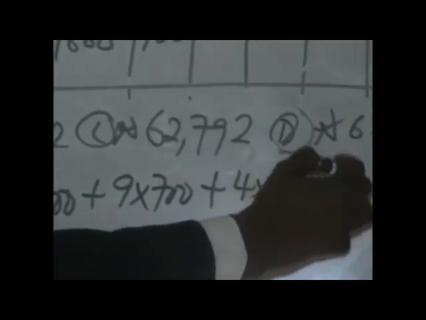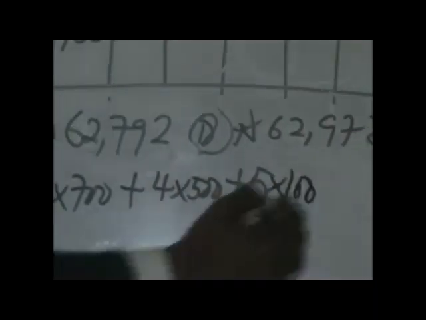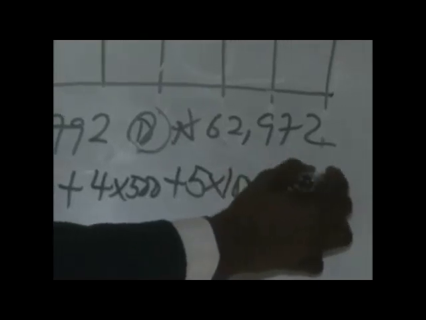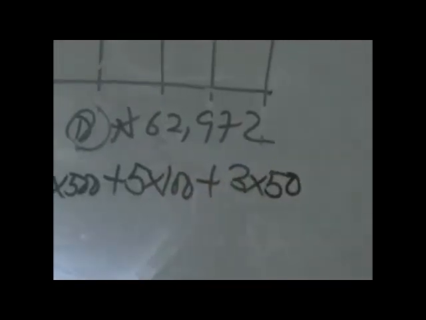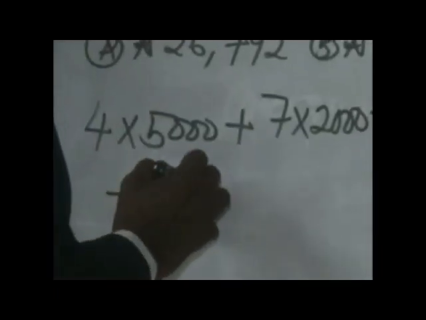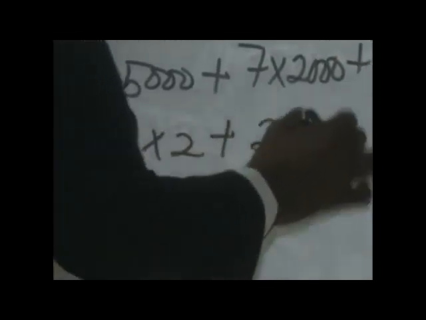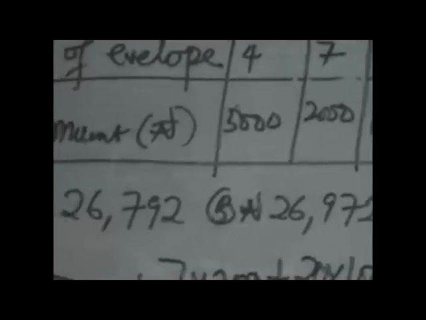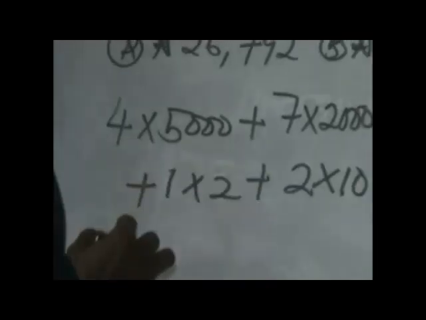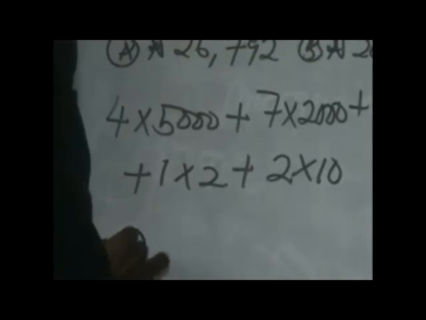500 plus 5 times 100, alright, plus 3 times 50, alright, plus, you have to be patient when you are evaluating this, 1 times 20 plus 1 times 2 plus 2 times 10, alright? So you have used the number of envelopes to multiply each of the amounts inside the envelopes. Alright? So 4 times 5,000 will give us what? So you have to punch your calculator. This will give me 20,000.